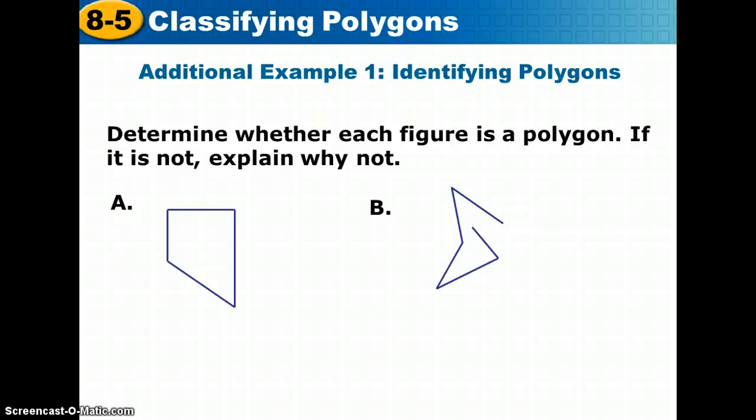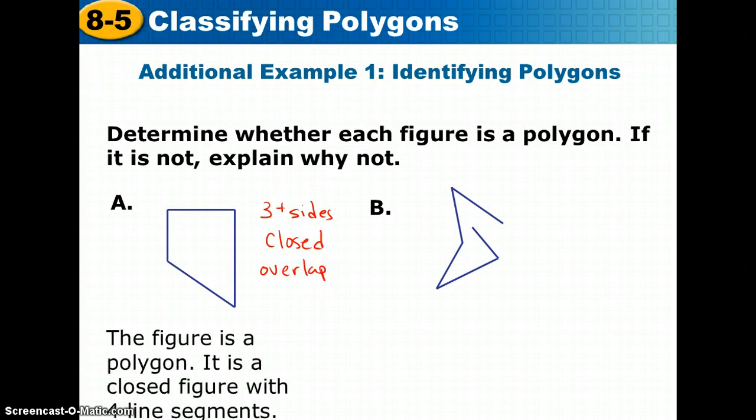So let's see if these figures are polygons or not. And if they aren't, we need to tell why. Let's look at figure A. Do you think that's a polygon? Remember our definition, 3 or more sides. It has to be closed, and nothing can overlap. Do we have a polygon? Let's see. It is a polygon. It is closed, and it has 4 line segments.